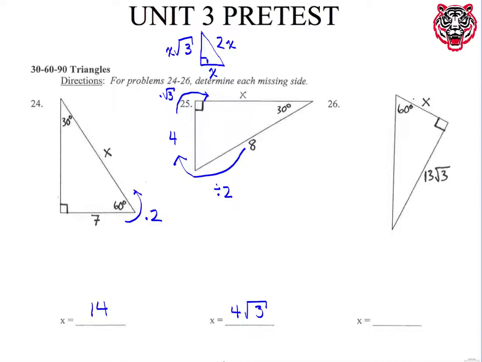All right. Number 26. I have the longest leg, and I'm trying to get to the shortest leg. From the longest leg to the shortest leg, I need to divide by square root of 3. To get from x square root of 3 to x, I need to get rid of that square root of 3 by dividing it. So this is going to be 13 divided by square root of 3. And those square roots of 3 will cancel out. It's going to be 13. All right. Let's do number 27.